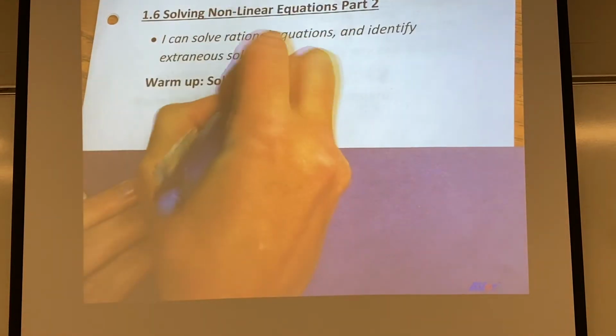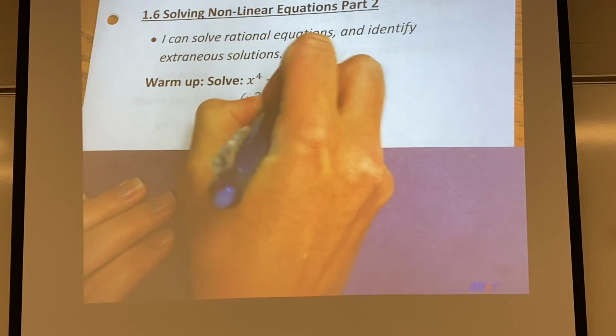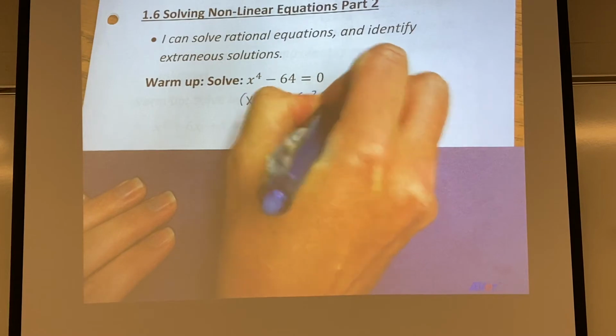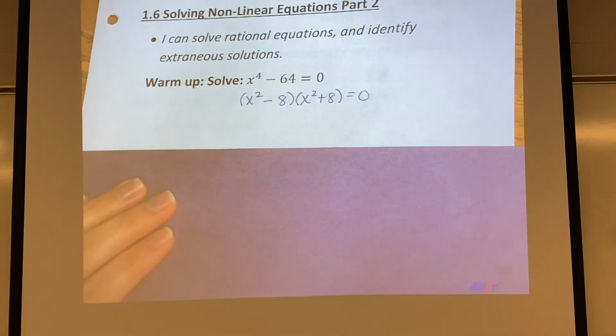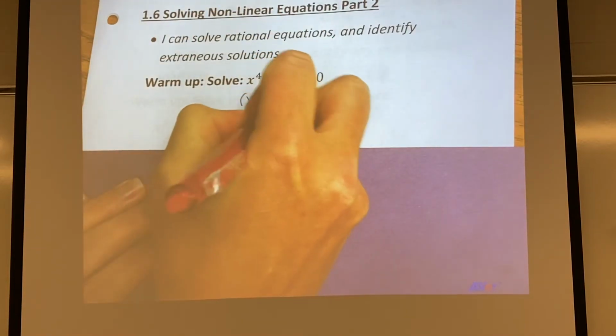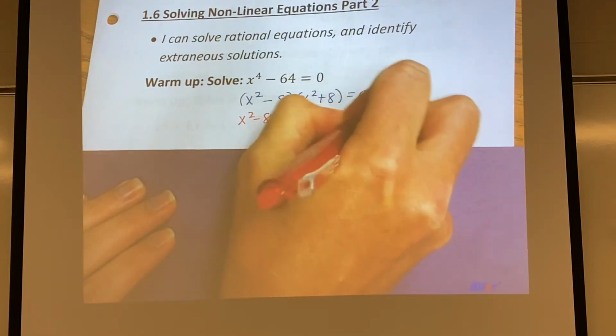Square root of x to the 4th is x squared. Square root of 64 is 8. So x squared minus 8, x squared plus 8. But because we're solving, we have to set each one of those equal to 0. So we would say x squared minus 8 equals 0, x squared plus 8 equals 0, and solve each one.